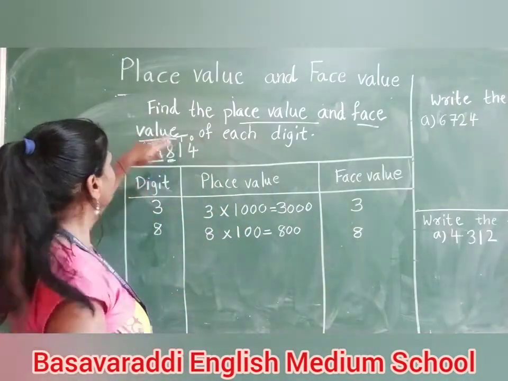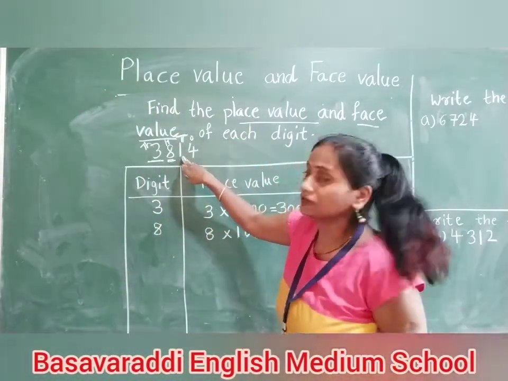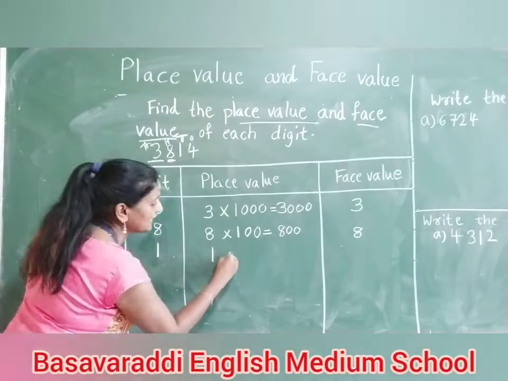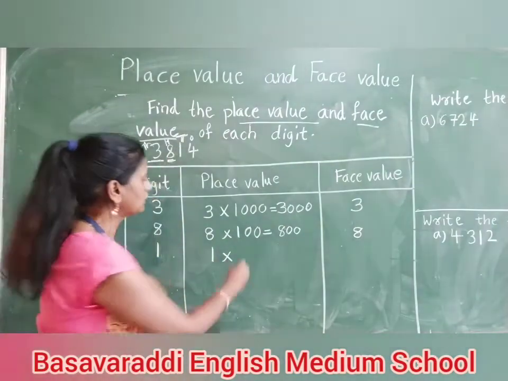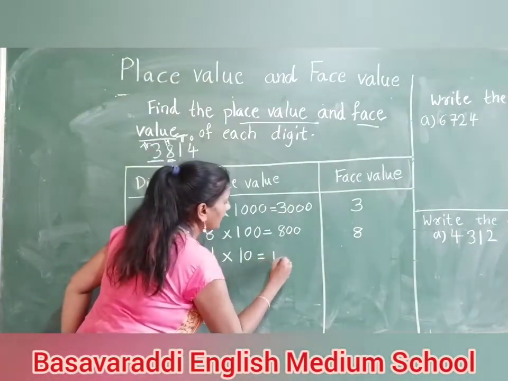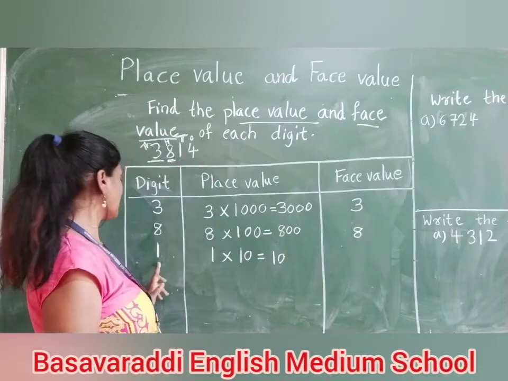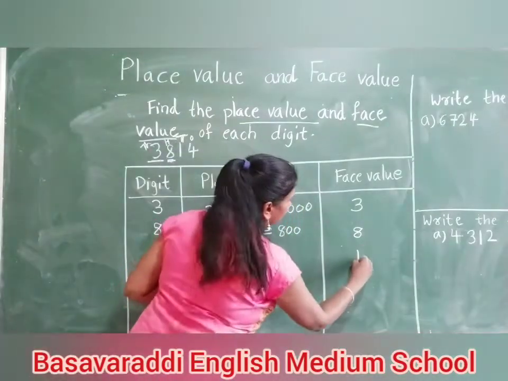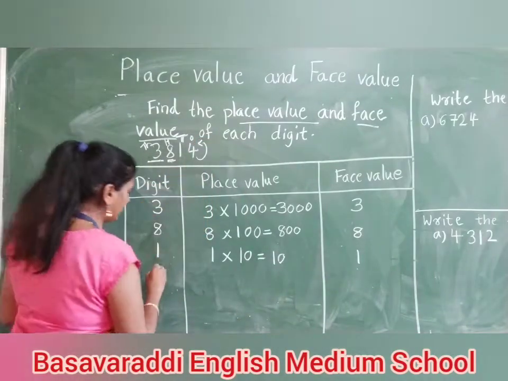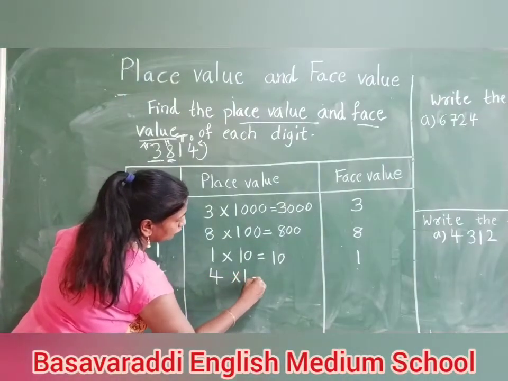Now we will move on to the 1. The 1 is in the 10's place. So the digit is 1, and we are multiplying by 10: 1 into 10 is 10. Now the face value: the face value is the number itself, which is 1 only. Now 4. The 4 is in the 1's place, so 4 into 1 is equal to 4.